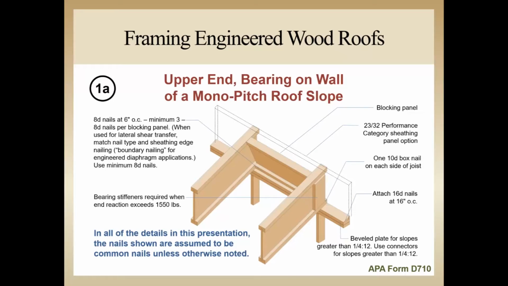Now, in case the end reaction of the I-joist exceeds 1,550 pounds, bearing stiffeners need to be used to support the I-joist webs. Manufacturers of proprietary I-joist products might have different web stiffener specifications and, of course, loading amounts. So consult with the manufacturer's literature with regards to those stiffeners. All nails shown in the details that we will discuss during this presentation are common nails unless otherwise noted. 10-penny box nails may be substituted for 8-penny common nails in all these details.